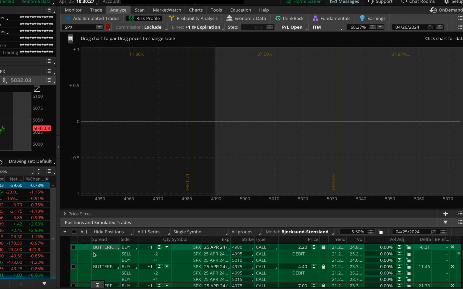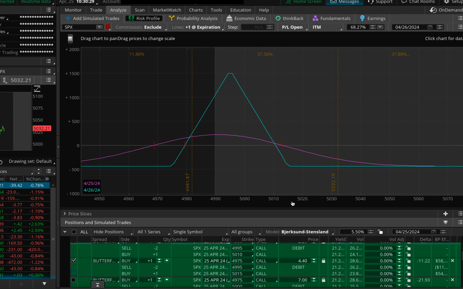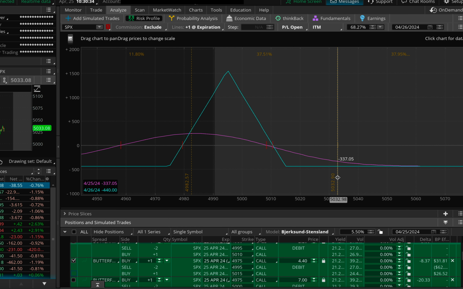Let's go to the second one. This is the 20-pointer. So this one we're outside the tent as well. This one we're showing a loss of $280. There's a total possible risk on this of $440. So we're outside the tent on that one.